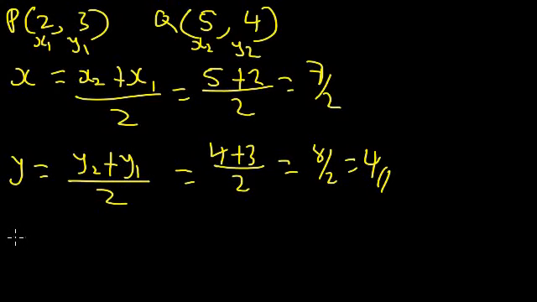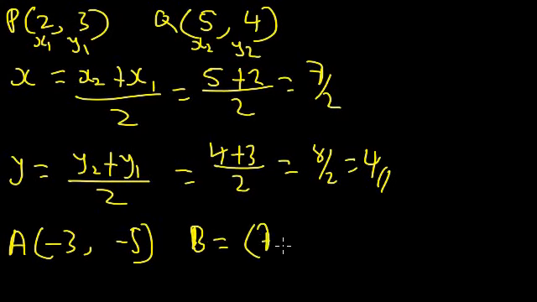You can use this as a practice problem. If you have point A with coordinates minus 3, minus 5, and point B with coordinates 7, 9, find the coordinates of the midpoint of the line joining points A and B together.